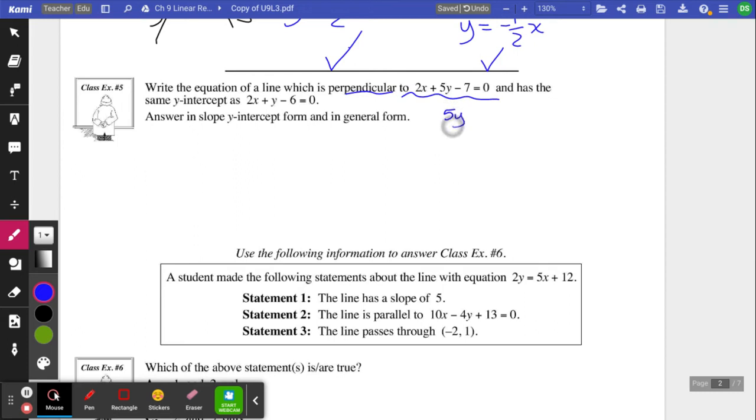Okay, 5y is equal to negative 2x plus 7. Get good at that. Put them on the other side.